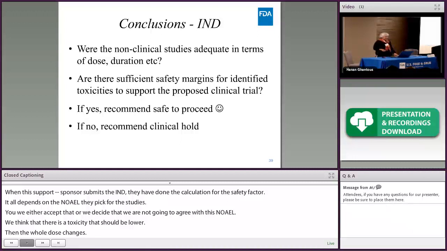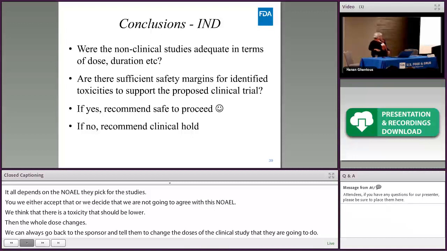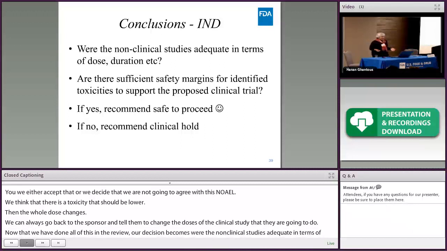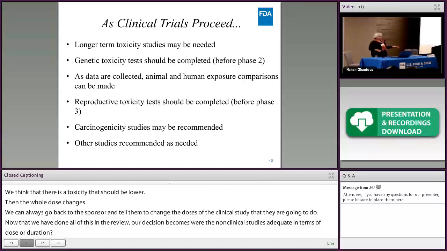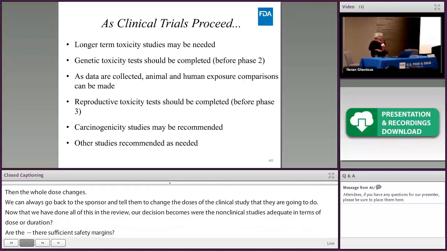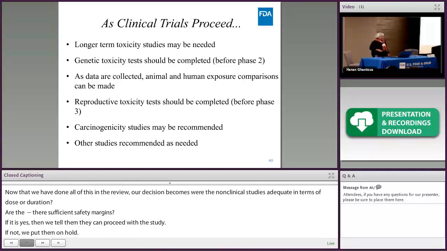So now that we have done all this, our review decision becomes: were the non-clinical studies adequate in terms of dose and duration for the IND? Are there sufficient safety margins for identified toxicity? If yes, then we tell them they can proceed with the study. If not, we put them on hold. Let's say we let them go.